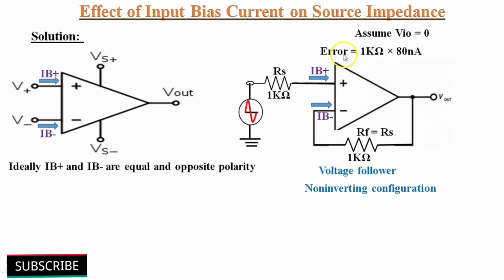That is, the offset voltage across both terminals is equal to 1 kilo ohm into 80 nanoamperes, which gives 80 microvolts error. This 80 microvolts error at both input terminals is of opposite polarity. Thus they both cancel each other. This is how we can solve the effect of input bias current on source impedance in the non-inverting configuration.